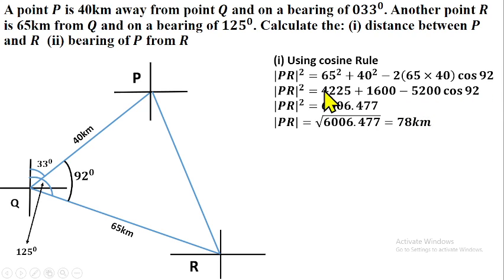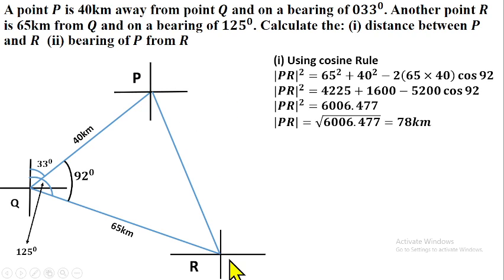If you press your calculator like this, the calculator can simplify this for you. That gives us 6006.477, which is PR squared. Then PR will be the square root of this, and that will give us approximately 78 kilometers. So that means the distance between P and R is approximately 78 kilometers. And that is that. Then the next question is to find the bearing of P from R.